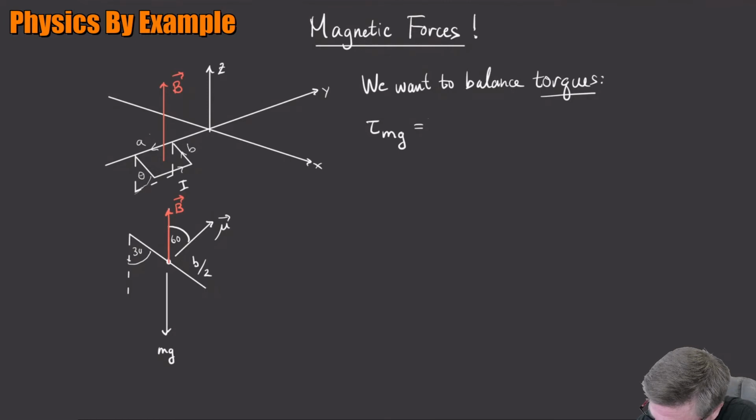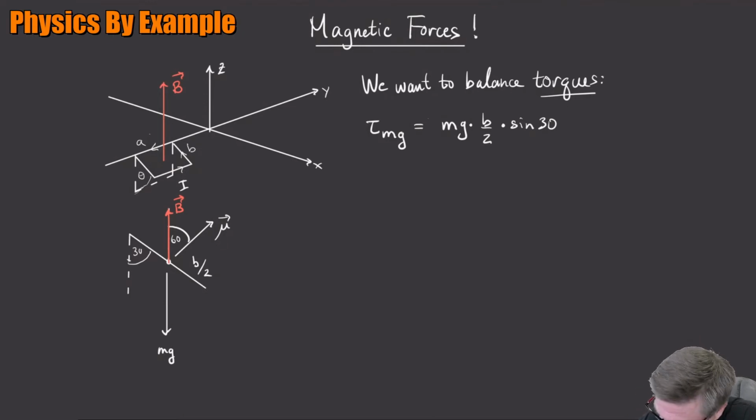The torque is mg times the distance away from the axis. And that distance is just going to be b over 2 times sine of the angle between the gravitational force and the vector to where the center of mass is. In other words, between the gravitational force and this vector, right? And that's just going to be 30 degrees. So that's the gravitational part.